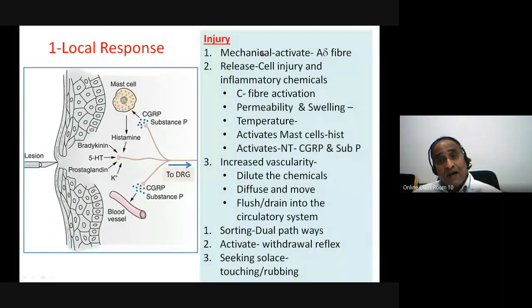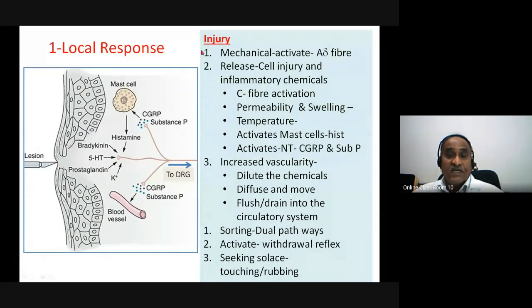Now, doing that is one part of the processing at the local level. So that means you try to move the limb or move the part away from the site of injury, so that no further damage occurs. It will also move the blood flow in other directions. Now, the second part, the increased vascularity dilutes the chemicals here, because the number of chemicals released is tremendous. And these chemicals diffuse, because the concentration is greater there and less here, they diffuse into the circulation, and thus they are drained back into the circulation to the heart. So they will be flushed into the circulatory system.